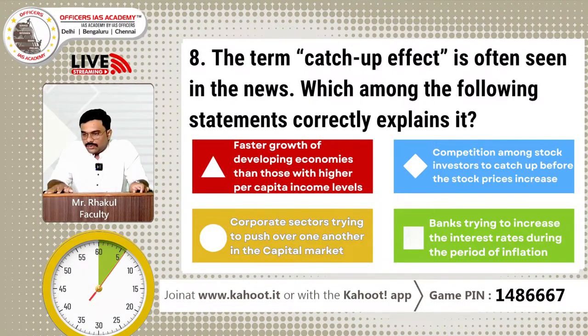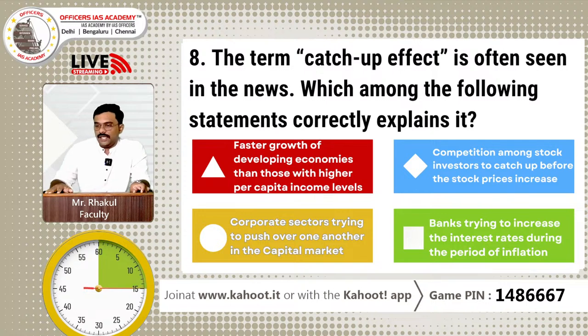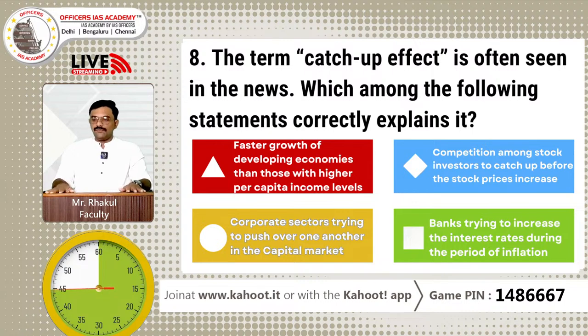So, we are jumping to economics in this question. The term catch-up effect is often seen in the news. Which among the following statements correctly explains it? It is a 60-second question. Option A, faster growth of developing economies than those with higher per capita income levels. Option B, competition among stock investors to catch up before the stock prices increase. Option C, corporate sectors trying to push over one another in the capital market. Option D, banks trying to increase the interest rate during the period of inflation. You have 25 more seconds to answer this question.